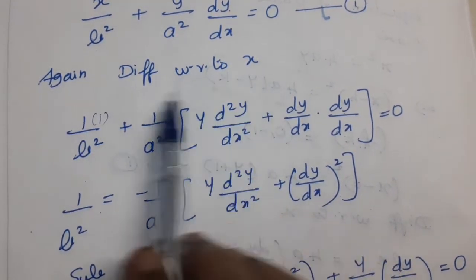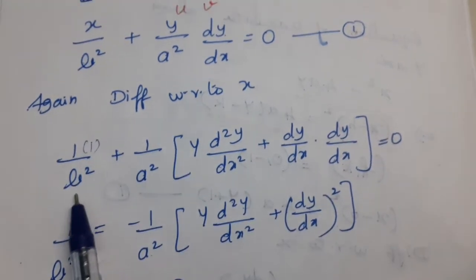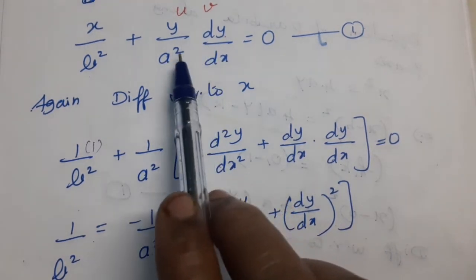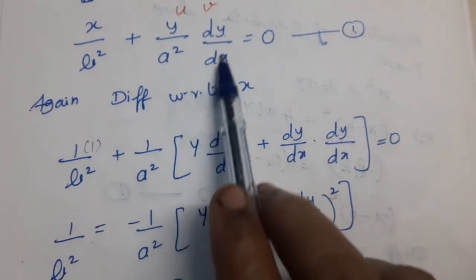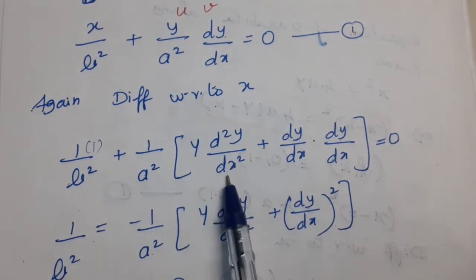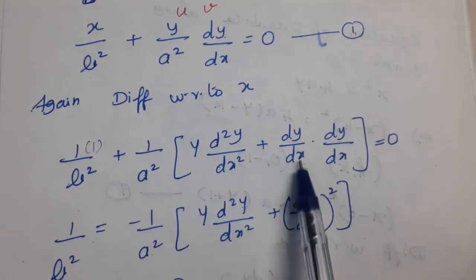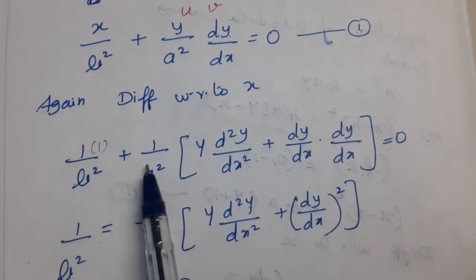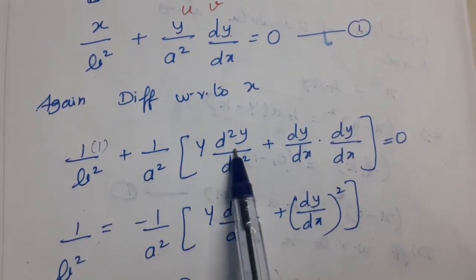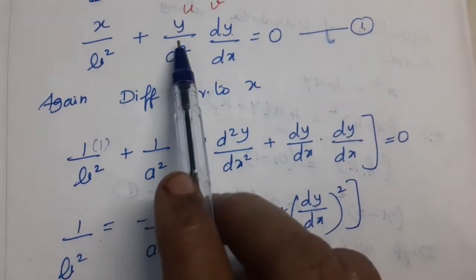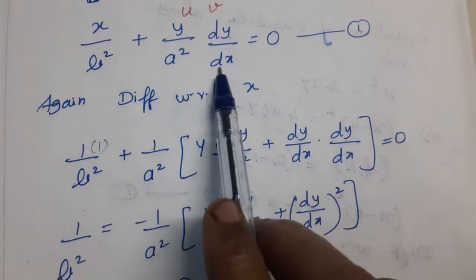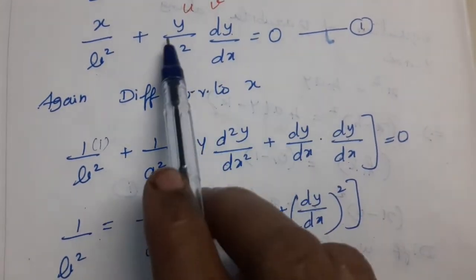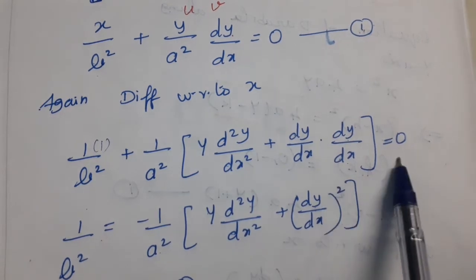Again differentiating with respect to x: x becomes 1, so 1 by b square plus 1 by a square into, using the product rule u into v dash plus v into u dash, y keeps y and dy by dx differentiates to d square y by dx square, plus keep dy by dx and y differentiates to dy by dx, equal to 0.